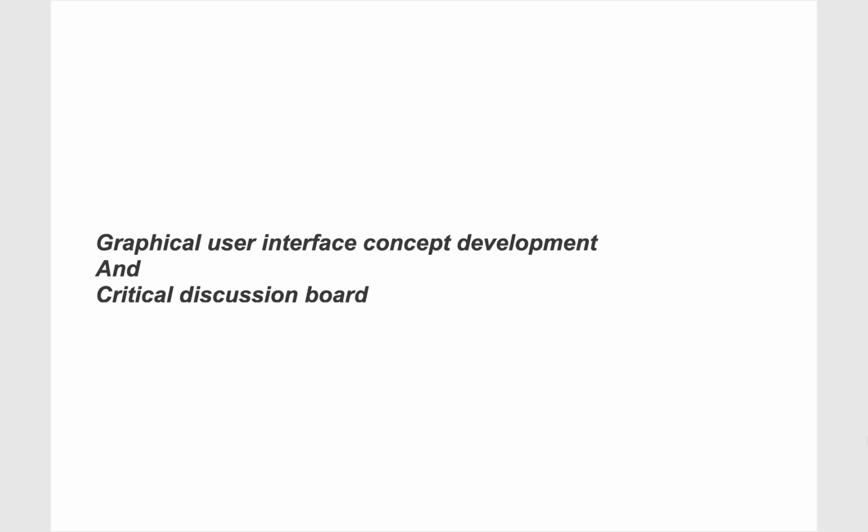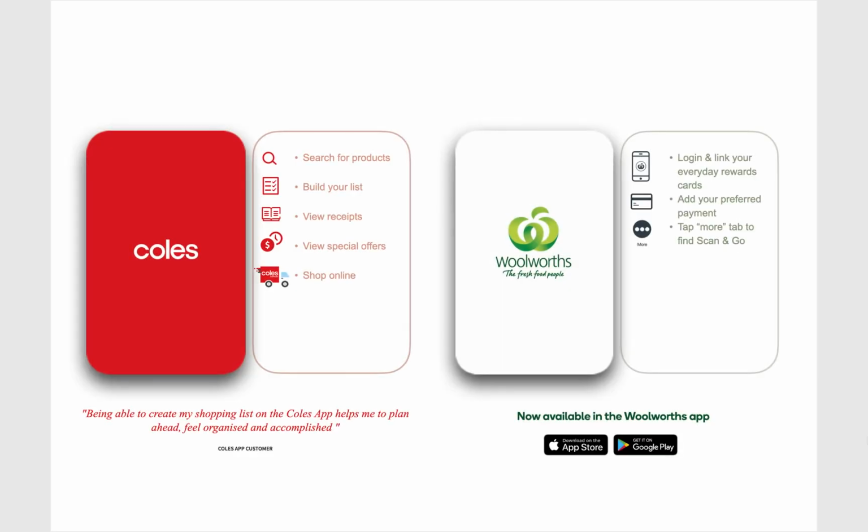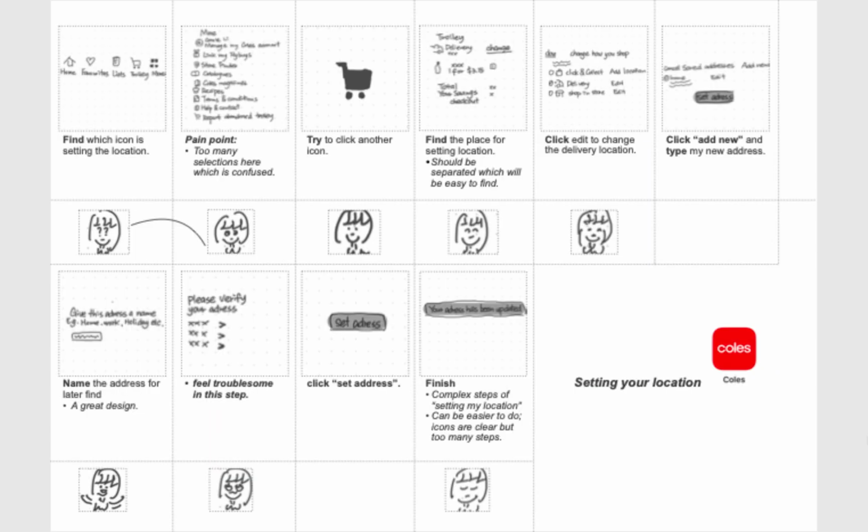Today I will talk about graphical user interface concept development and the critical discussion board. The two apps that I have selected are Coles and Woolworths. The two activities I chose are setting location and storing favorites or specific lists for future use. I have drawn my own user journey through my own use of Coles.